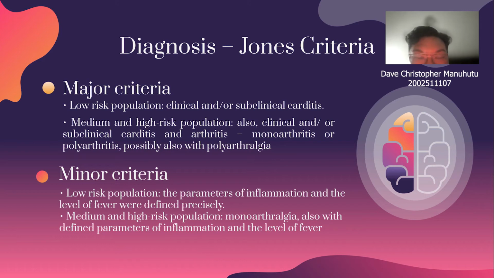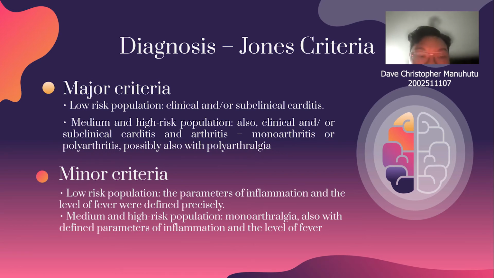Now I will explain about the diagnosis based on Jones criteria. There are two criteria. The first one is major criteria and the second one is minor criteria. In major criteria, in low risk population, we consider clinical and or subclinical carditis, and in medium and high risk population, we also consider clinical and or subclinical carditis and arthritis, also monoarthritis or polyarthritis, possibly also with polyarthralgia.